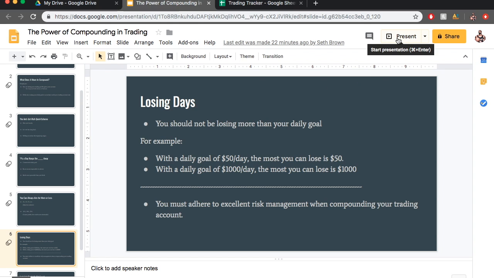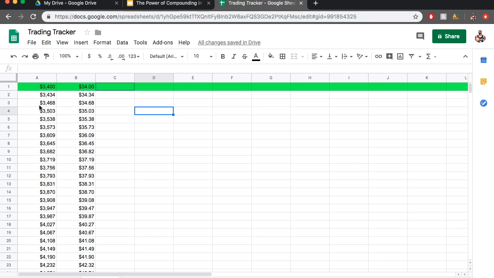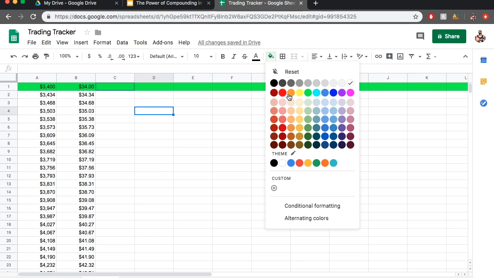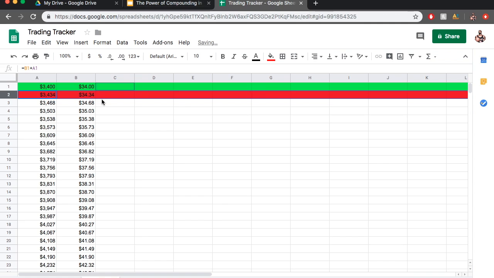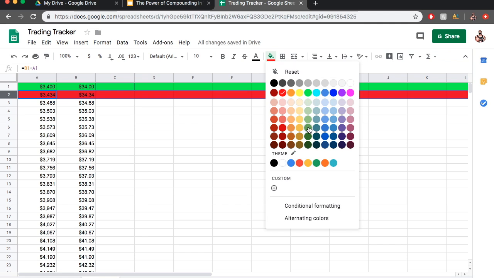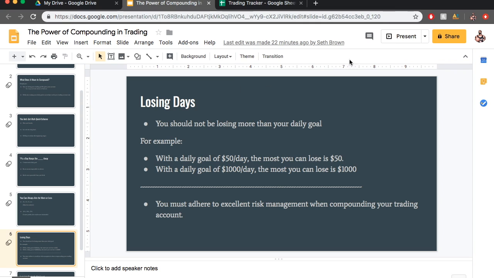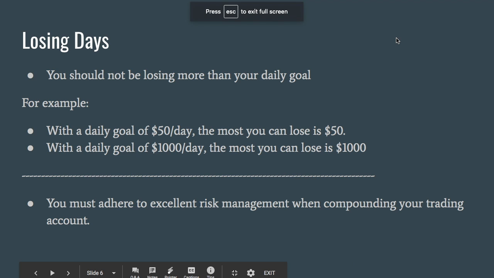That's how you control your losing days. So if I'm all the way up here, let's just say I lose. This is the losing day right here. Let's say tomorrow I lose. So I lost. Well, now my trading account is going to be back at 3,400. So now my daily goal needs to be $34. You see that? So that's how you control losing days, and how you keep track of them, and how you're supposed to bounce back from them.